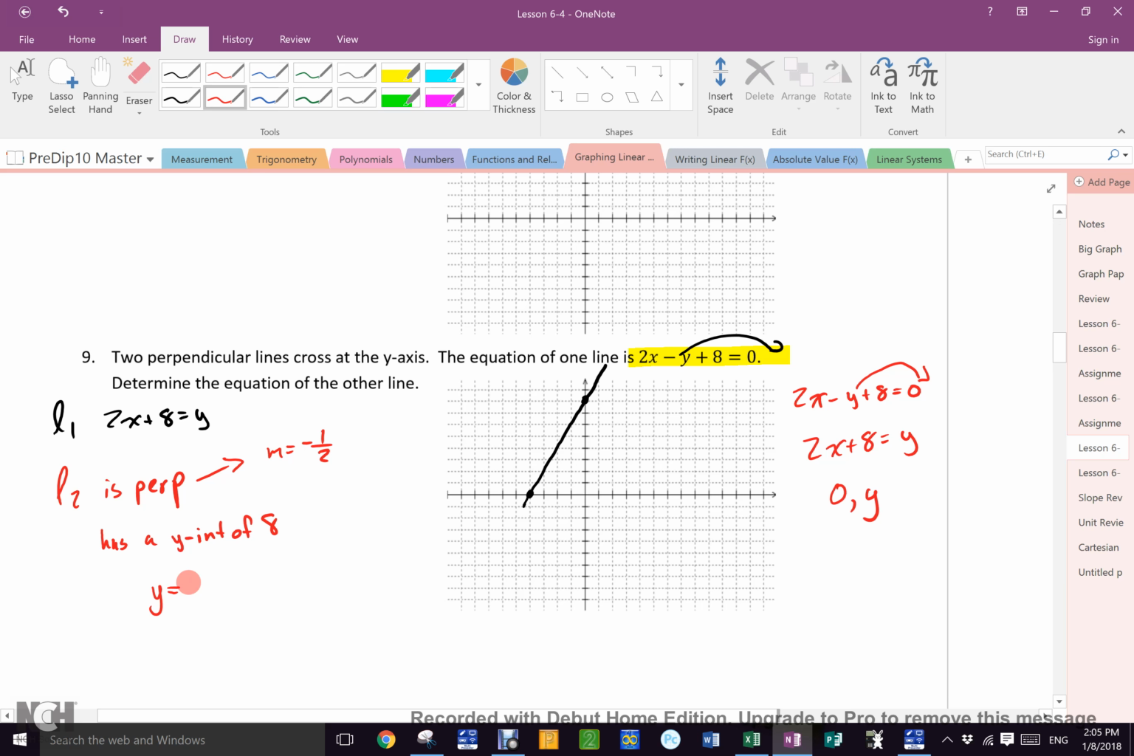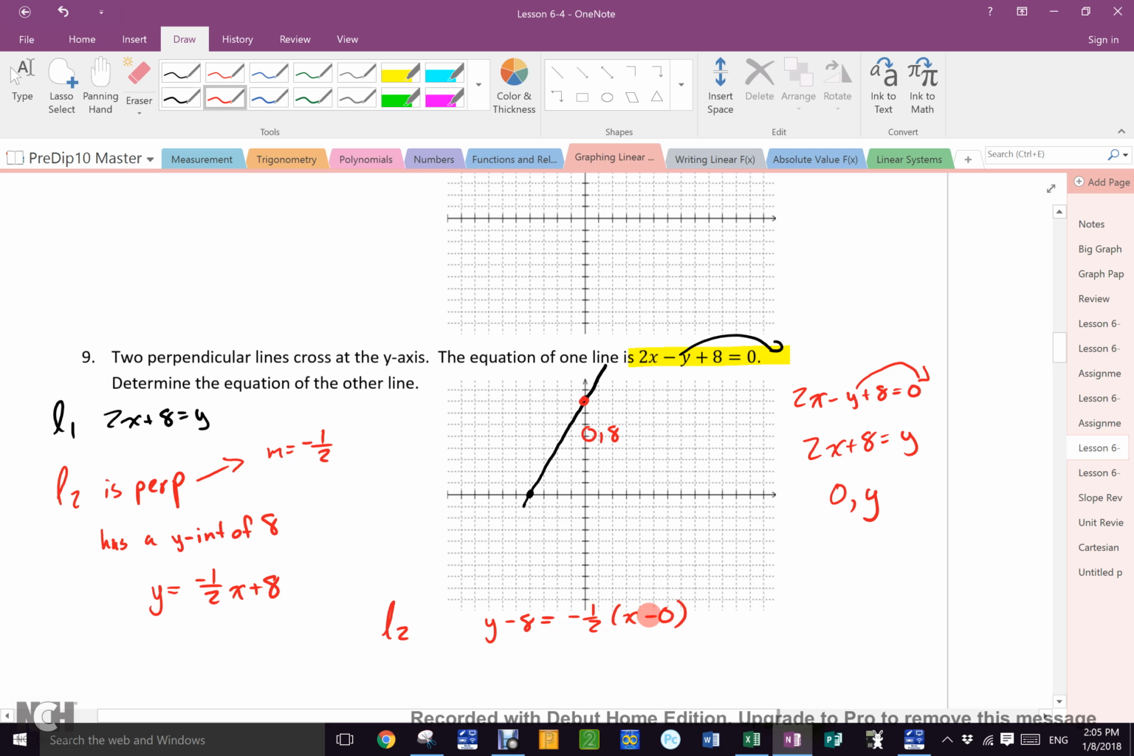Y equals, what's my slope? Negative 1/2 x plus 8. Agreed? Now, check this out. That point right there is what? That's the y-intercept. Yeah, what's its coordinates? 0 and 8, correct? Now, if I wanted to do line 2 in point slope form, it would be y minus 8 equaled what? Negative 1/2 x minus 0, correct?